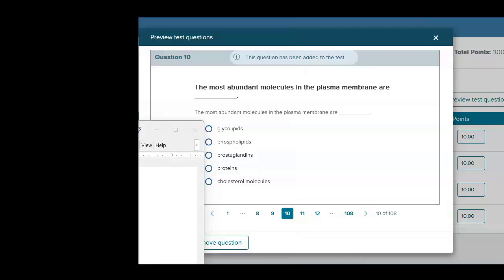Okay, question number 1. The most abundant molecules in the plasma membrane are, okay, and we have glycolipids, phospholipids, proteins, etc. So let's take a look at the figure.